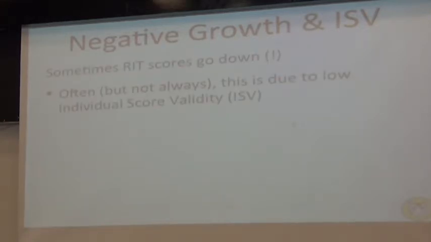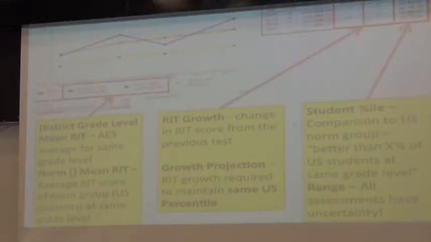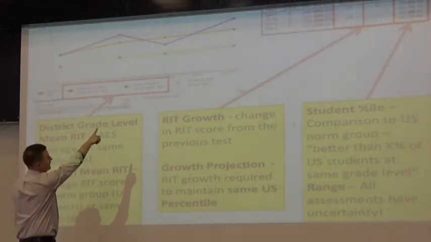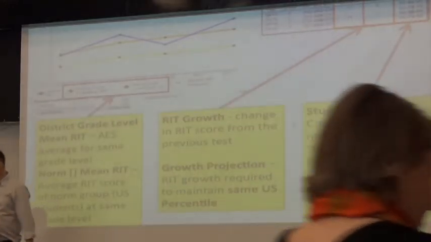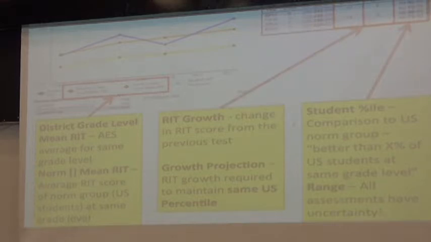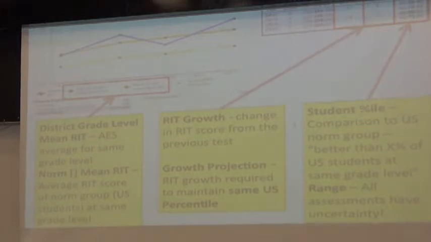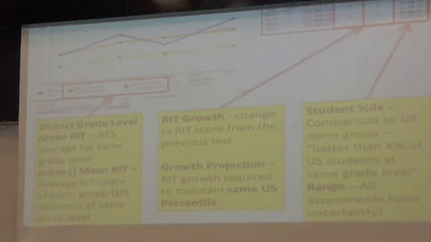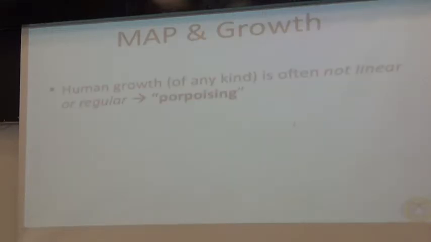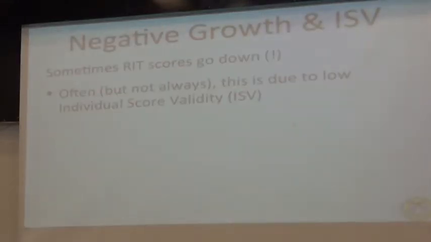Okay, so here's the other thing, negative growth and ISV, which stands for Individual Score Validity. So sometimes grid scores go down. We can see this right here, this sample student. From spring of 16, quite high, and then in fall of 16, just over the summer, the score went down. Now that happens. It happens all the time, and it does not typically mean that the student doesn't know as much as they used to, or isn't able to do all the things that they were used to. It's typically about individual score validity.